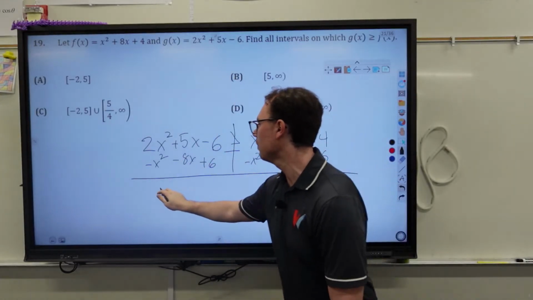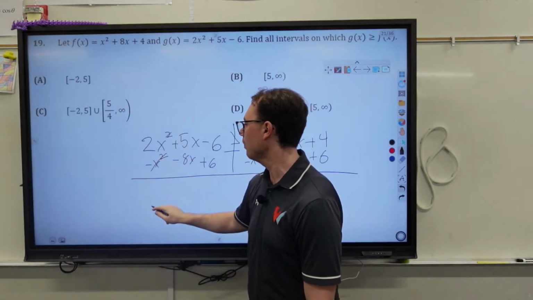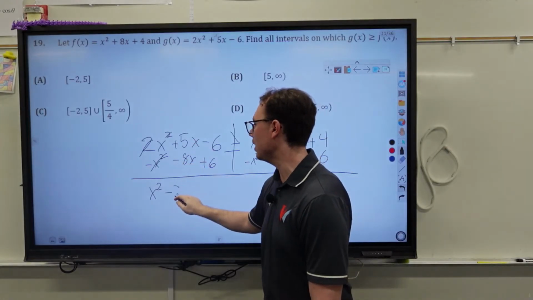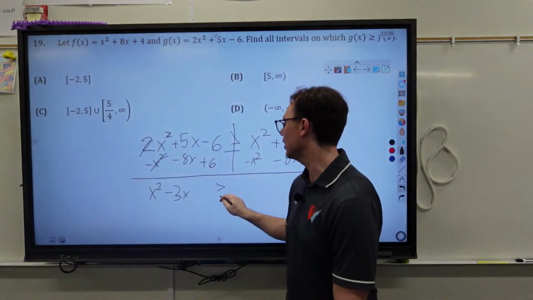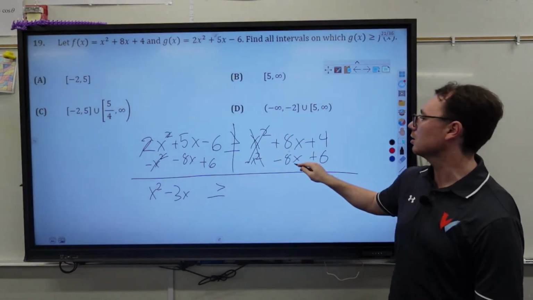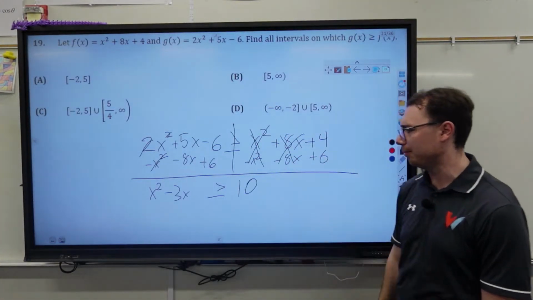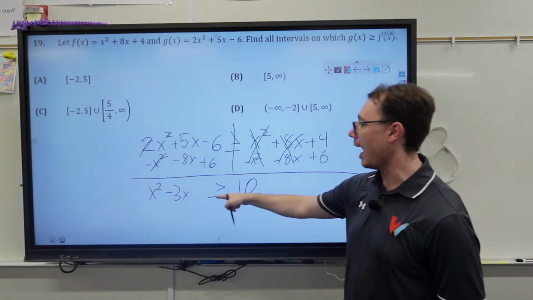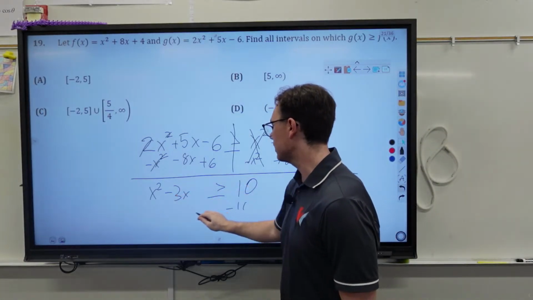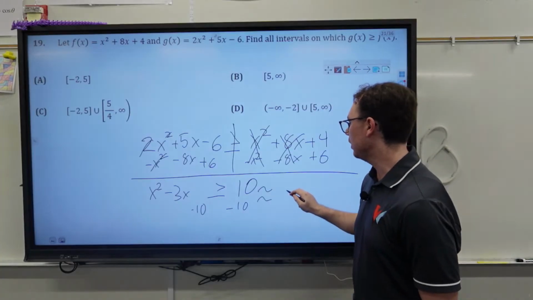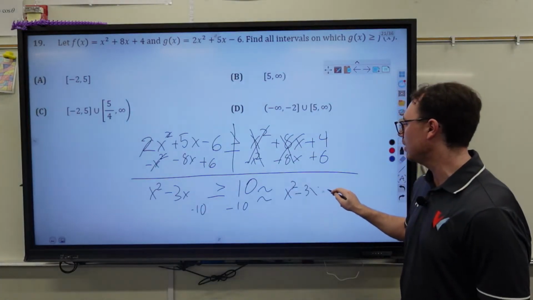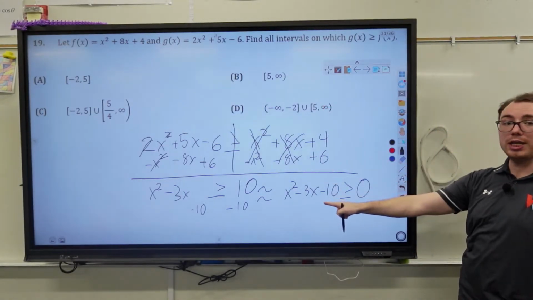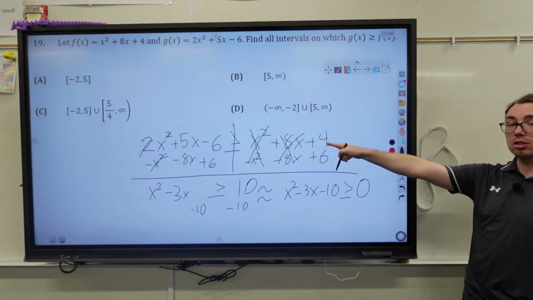Eventually, these x squared terms cancel out, so we get 5x minus 8x, which gives me negative 3x is less than or equal to, on the right side, 10. We're now able to bring that 10 back over. So we get x squared minus 3x minus 10 is less than or equal to 0. These are still the same inequality. Whatever is true for this is also true for that.